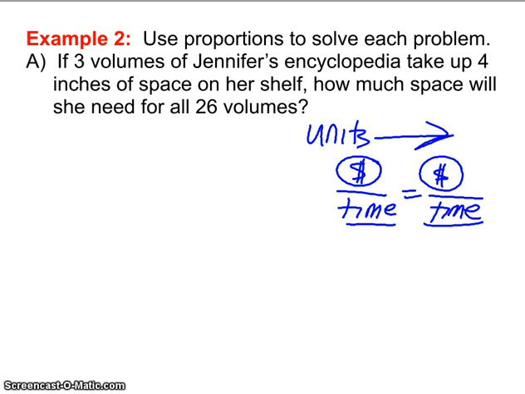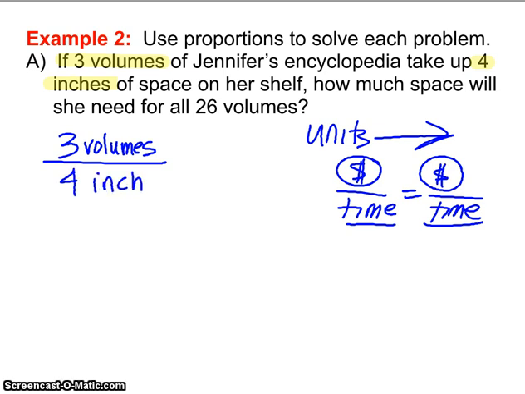So go back to our information. Let's pick out the key components of our proportion. We have 3 volumes for every what? 4 inches. So this is a rate because we have 2 different what? Units. We're talking about volumes of encyclopedias and 4 inches of space. So let's write that out as a rate. For every 3 volumes, it takes up 4 inches.